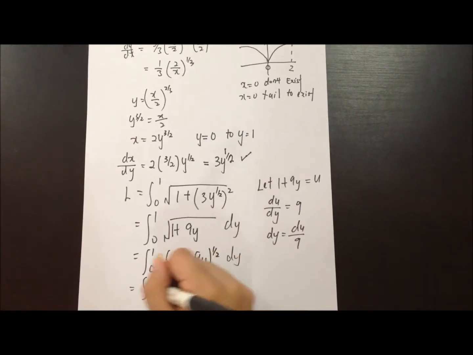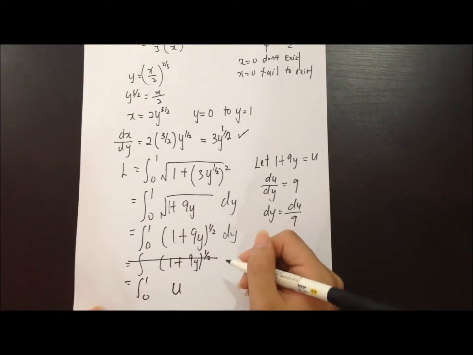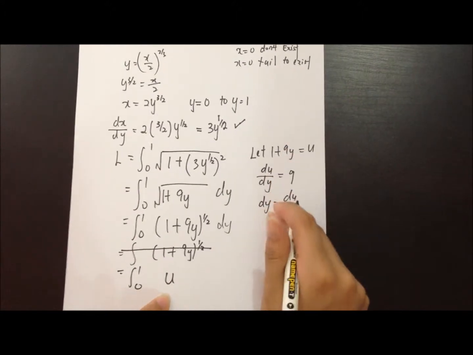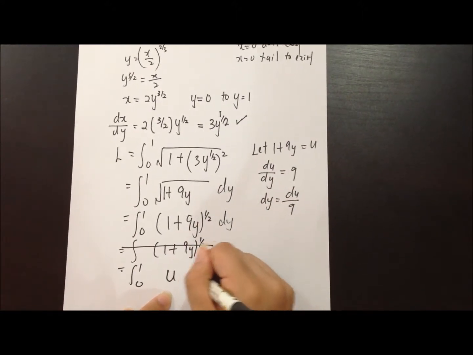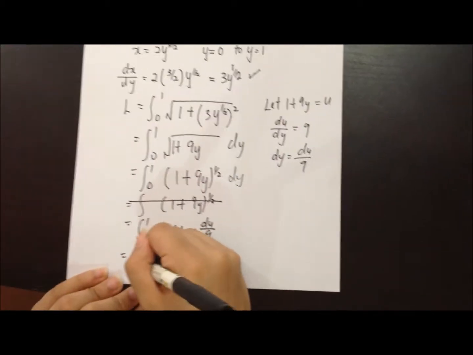Sorry, I made a mistake. So it's like that. 1 plus 9y is equal to u, and dy is equal to du over 9. So we can take the 1 over 9 out.